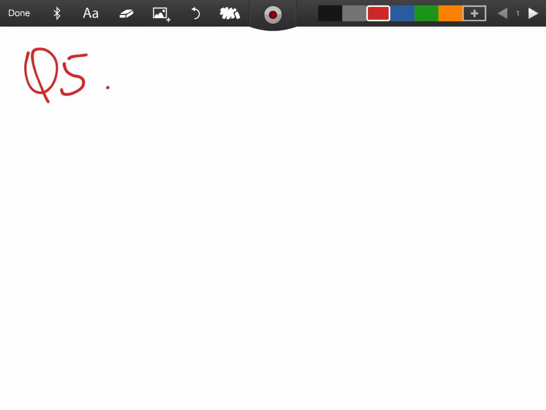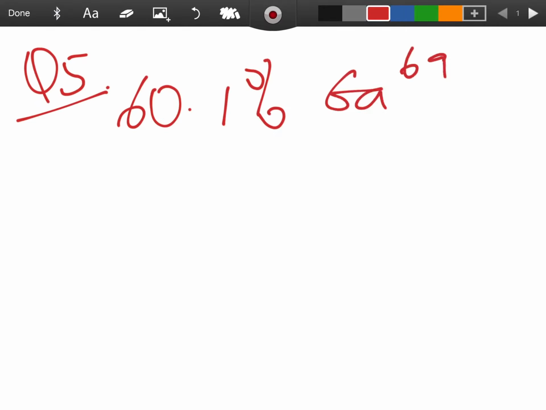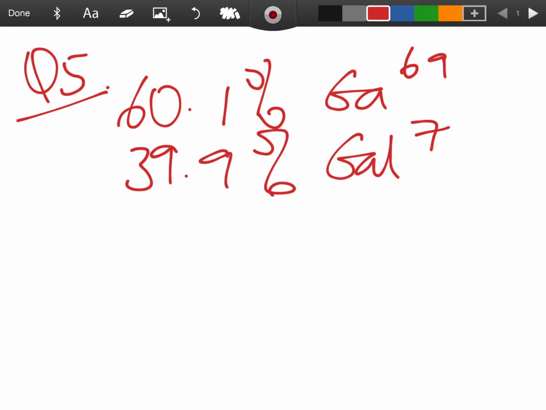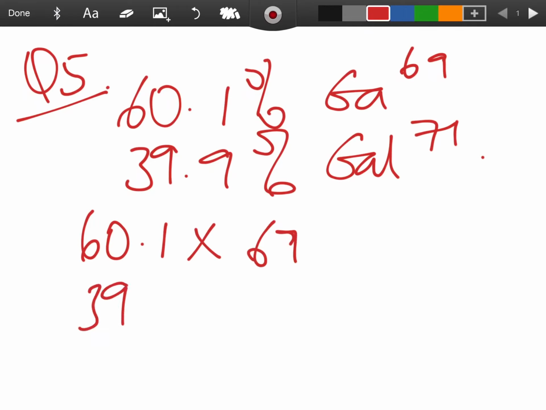Now, in question 5, there was another calculation where you had to calculate the relative atomic mass for gallium. You know, where they have 60.1% of the gallium was gallium 69, and it said 39.9% was gallium 71. Remember, isotopes are atoms of the same element, but they have different numbers of neutrons. So you're trying to work out the average. Okay, so how did we do that again? Well, 60.1% is 69 and 39.9% of them has a relative atomic mass of 71.